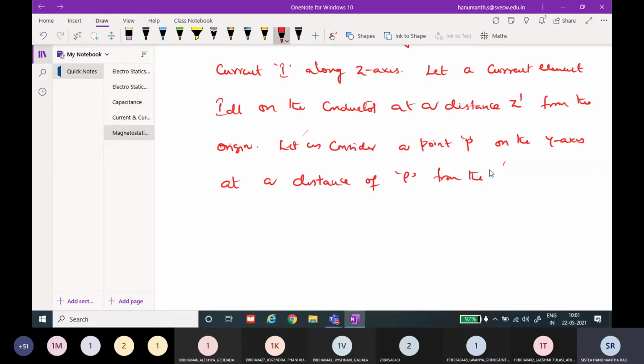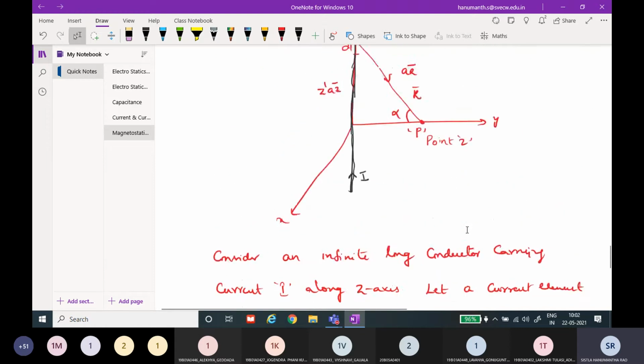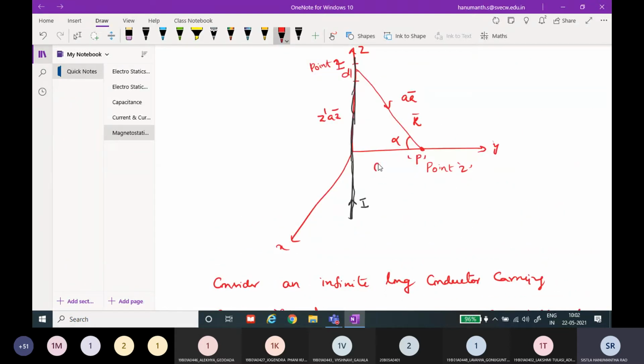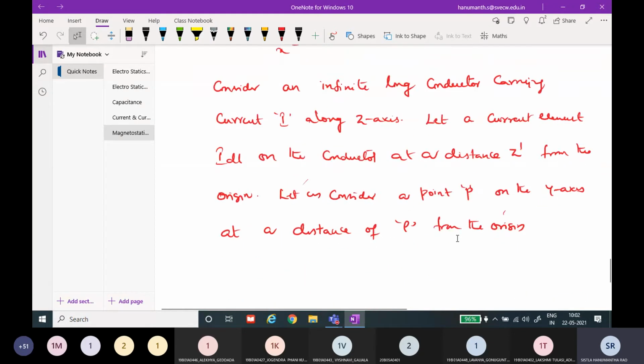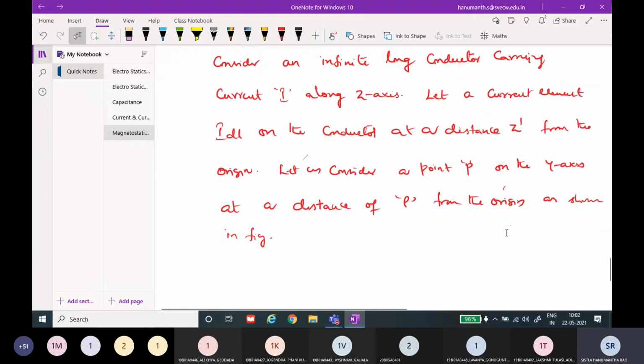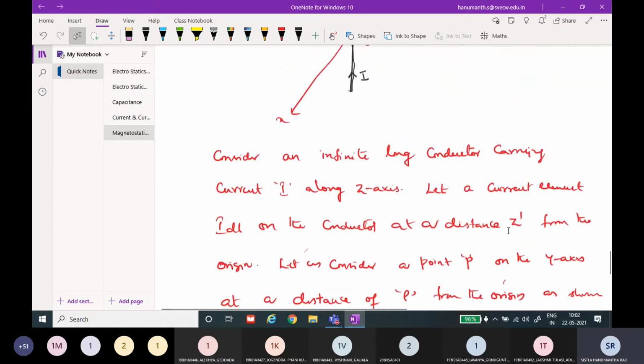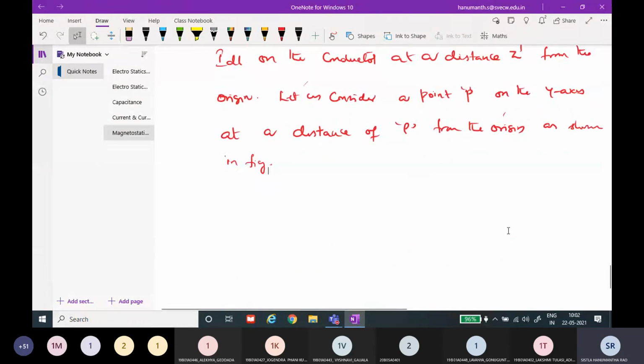What is the meaning of this? I want to represent this as z prime az bar, and this is r, equivalent to rho a rho bar, from the origin. You can close it like this as shown in the figure. So everything we represented as a statement, we have represented from a graphical point of view also. Okay, clear? Can we move to the next point?